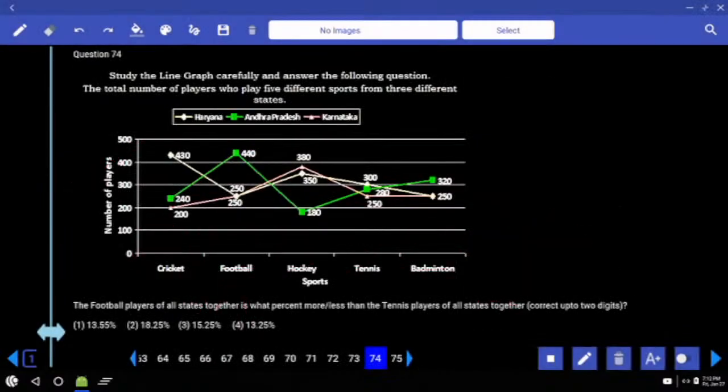DI again. The football players of all states together is what percent more or less than tennis players of all states? Football, how many players? 250, 500, 440, 940. Football 940 members are playing from all states. Tennis 300, 250, 550, 280. How much? 830. Tennis is 830.